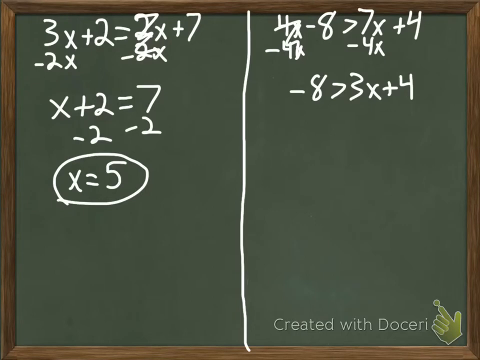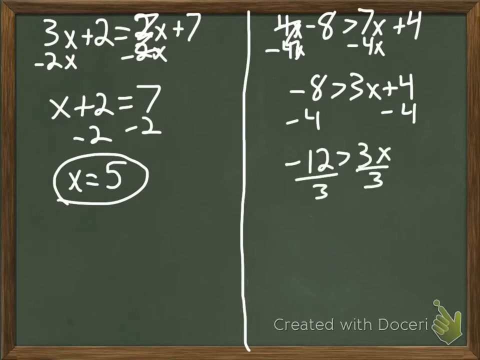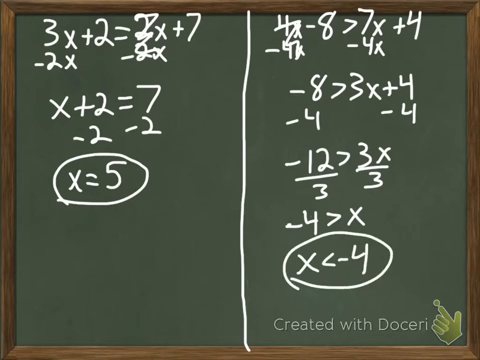Now we just solve like we normally would. Subtract 4. Divide by 3. And again, our inequality symbol is not going to switch because this is a positive 3 we're dividing by. It only works with the number that you multiply or divide by. Negative 4 is greater than x, but that looks weird, so we're going to switch to get this. And that's how you solve with variables on both sides.